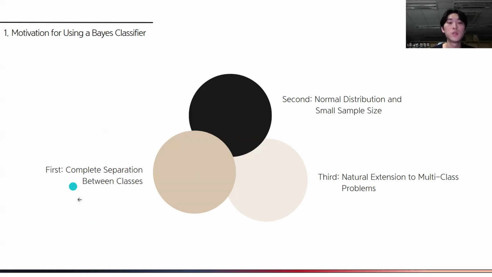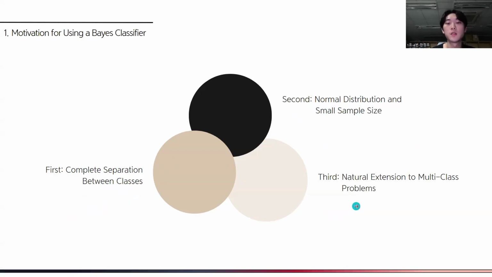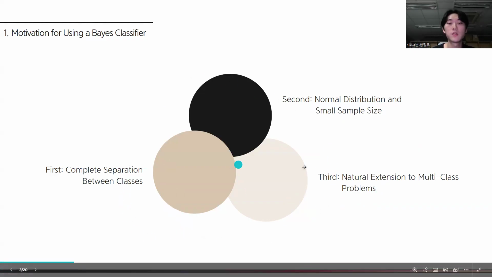First, when there is clear separation between classes, logistic regression can become unstable. This is due to the maximum likelihood estimation method. Second, when the predictor has a distribution close to normal and the sample size is small, the new method may be more accurate. Third, the Bayes classifier naturally extends to problems with more than two classes. We will cover this in more detail in the later part. Due to these various reasons, we must consider a new model.